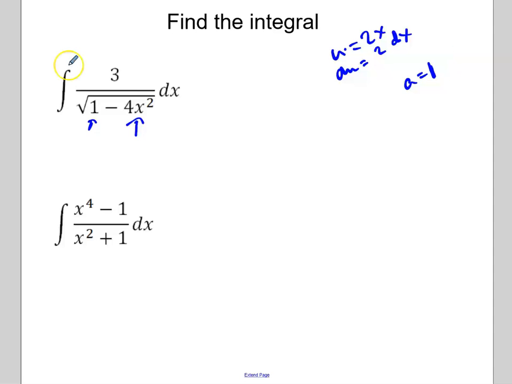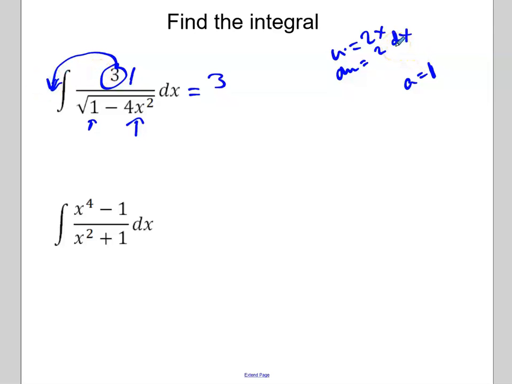All right, now looking at this, first of all, I don't need this 3, but it's just a constant. So that's okay. So the 3 can be moved out front. All right, and then that's going to make this, so I'm moving that out front. Now I have just a 1 here when I move that 3 out in front of the integral sign.